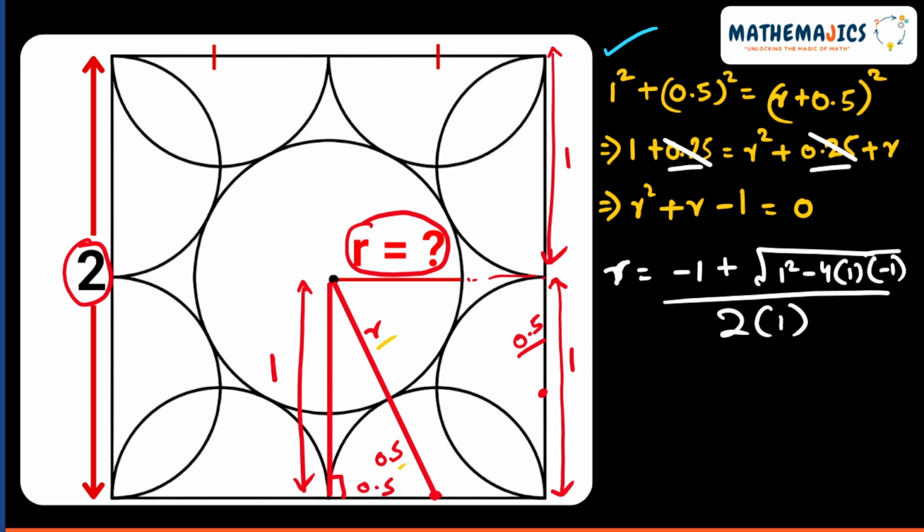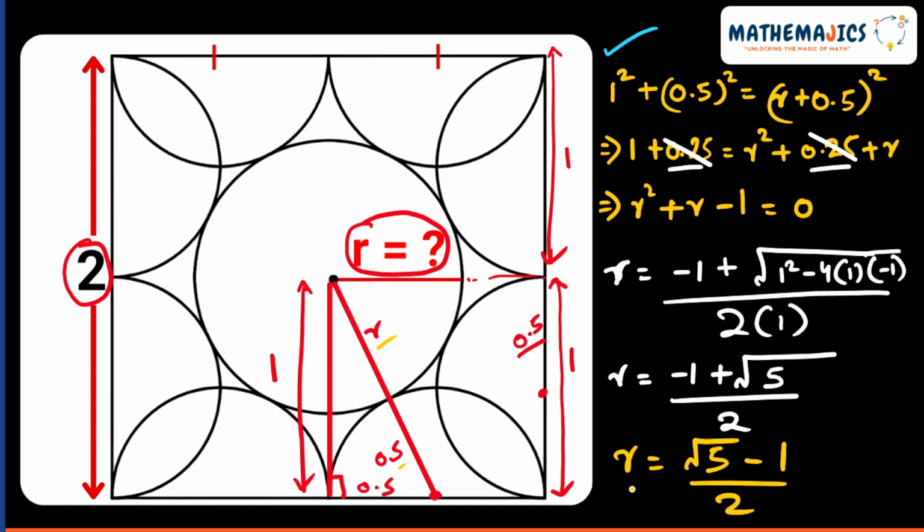If we simplify this further, we will get r as negative 1 plus root 5, upon 2. So what is the radius of this circle at the center of the square? This radius will be root 5 minus 1 upon 2. This will be the final answer. The radius of the circle is root 5 minus 1 upon 2.